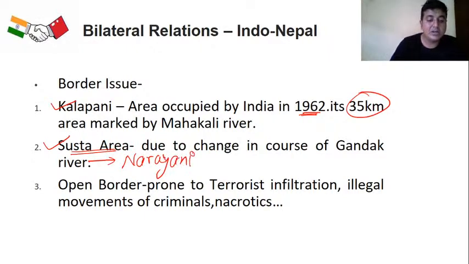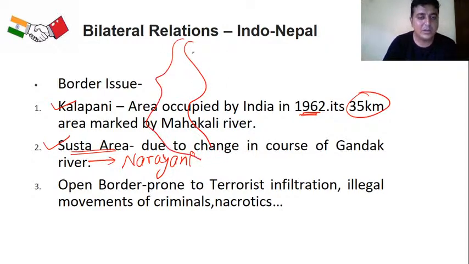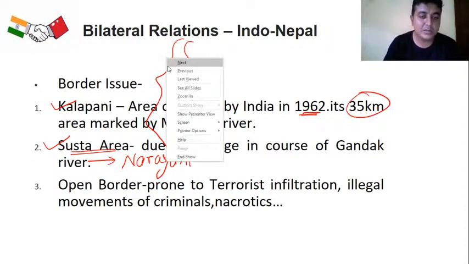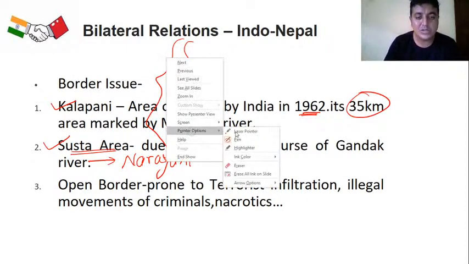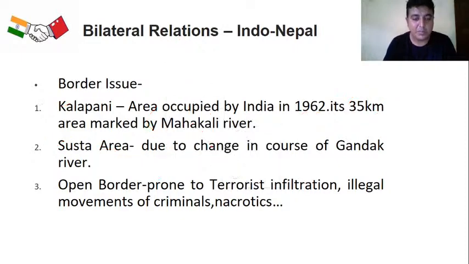The same river, Gandak River, is known as Narayani, and you know that. Sometimes a river flows from this side, and at other times it flows from the other side. Clear? So there was a change of course, and because of the change of course, this Susta area became part of India, and that's why it creates a problem between Nepal and India. Okay, Susta, Kalapani.